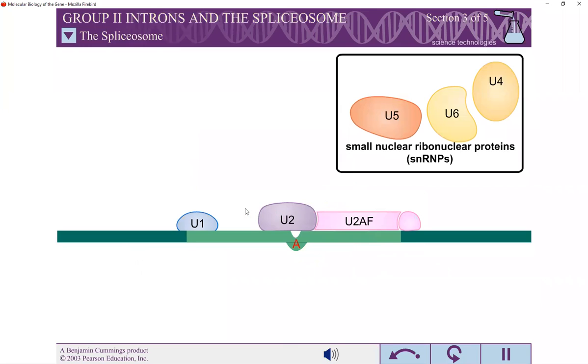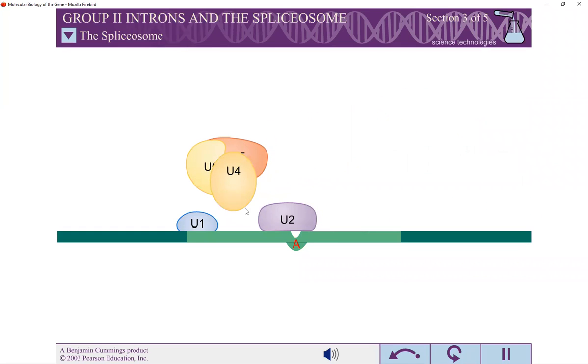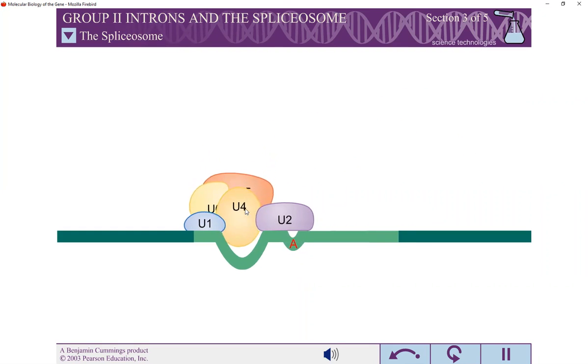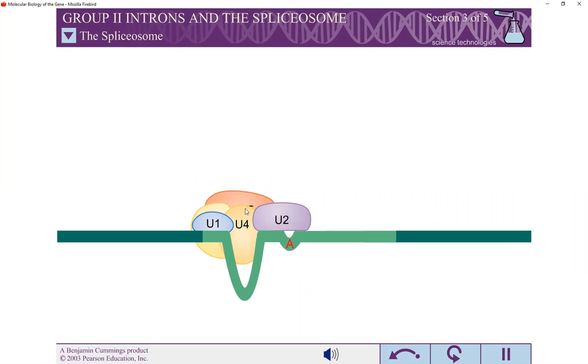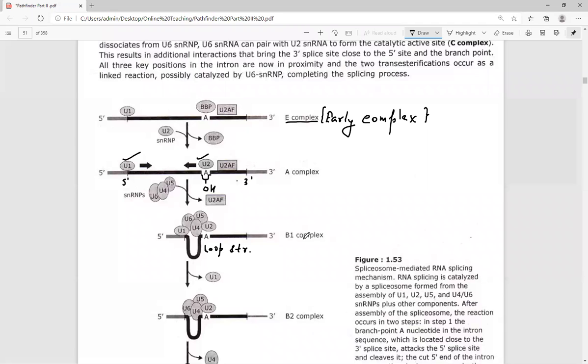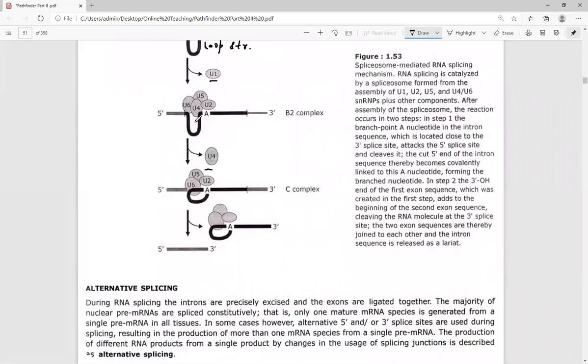So looking forward, U2AF leaves the complex. The complex rearranges to bring all three splice sites together. The U4, U5, and U6 SNRPs join the complex, converting it to the B complex. Now the next complex is being produced. That is, all the SNRNPs are now joined, and it leads to the formation of a complex referred to as the B complex. So here you find the A complex and the B1 complex. Ultimately, U1 will be released, U4 will be released, and then the reaction will take place.